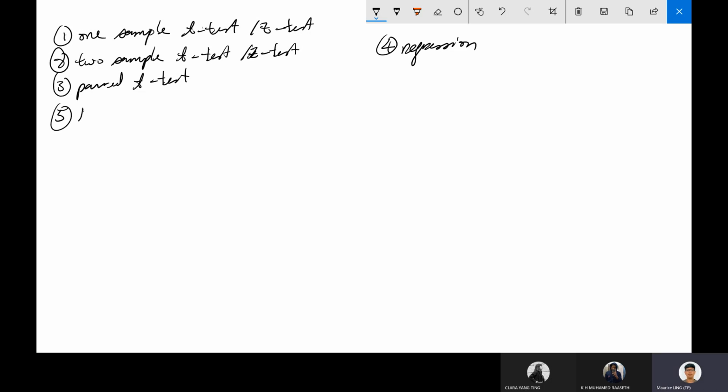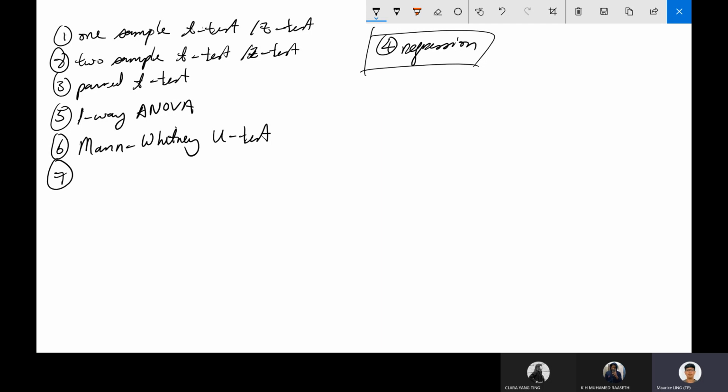5, you do your one-way ANOVA. 6, you do your Mann-Whitney U test. Yeah, this is a name of a person. Because this is not exactly a test, it's a method. These are your least square line. Mann-Whitney U test. Then your Kruskal-Wallis test.